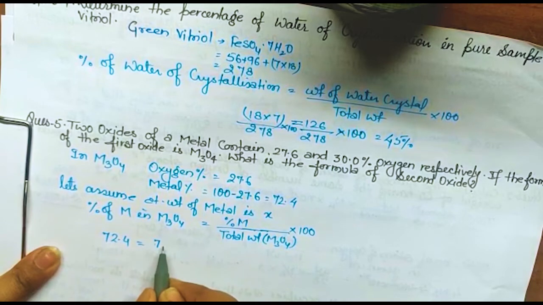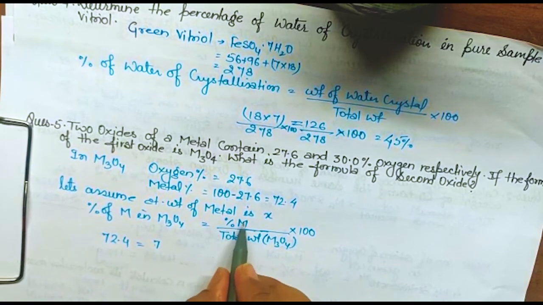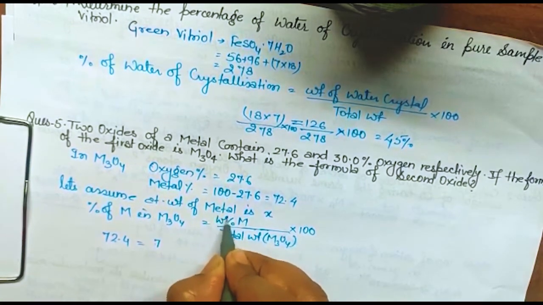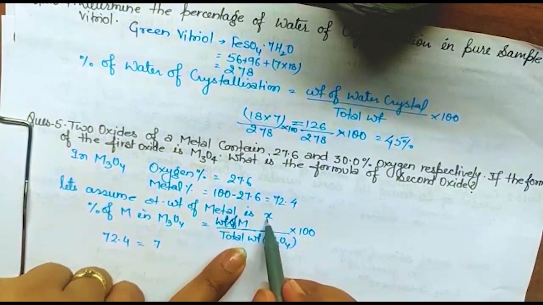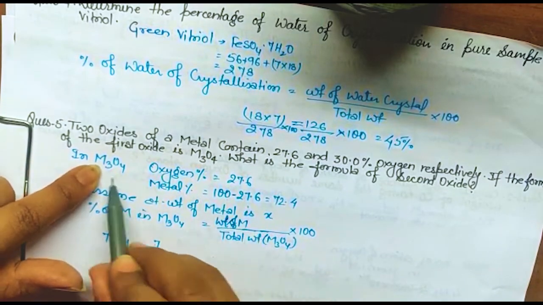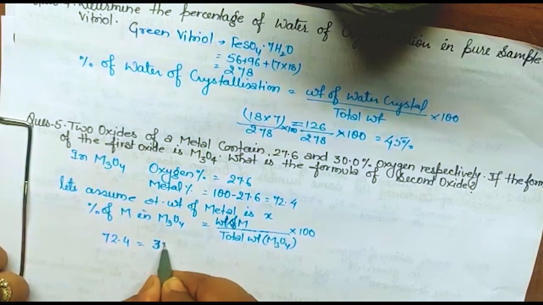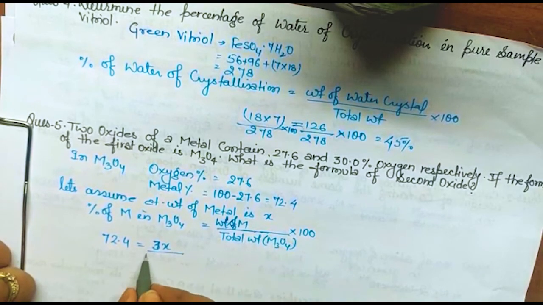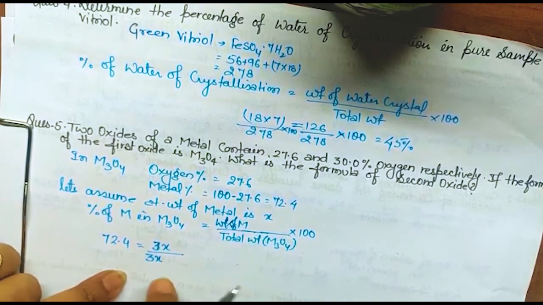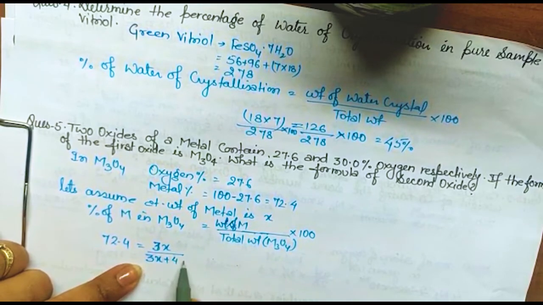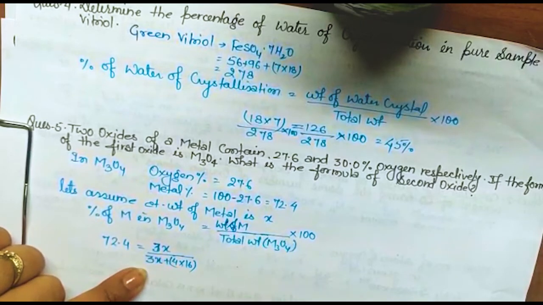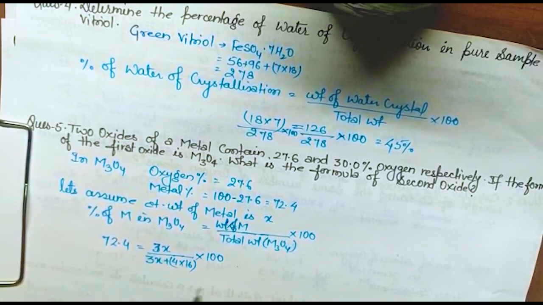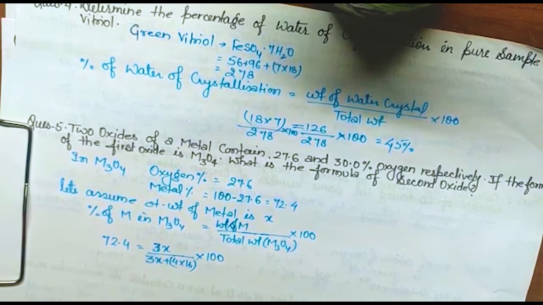Here we will find the weight of metal, it's not percentage, isn't it? So the weight of metal, if I assume it as x, will be 3x. So 3x upon the total weight of M3O4. What will the molecular weight be? So this is 3x plus 4 into 16, into 100. So calculate this and find the x. X will be the atomic weight, isn't it? So solve it.